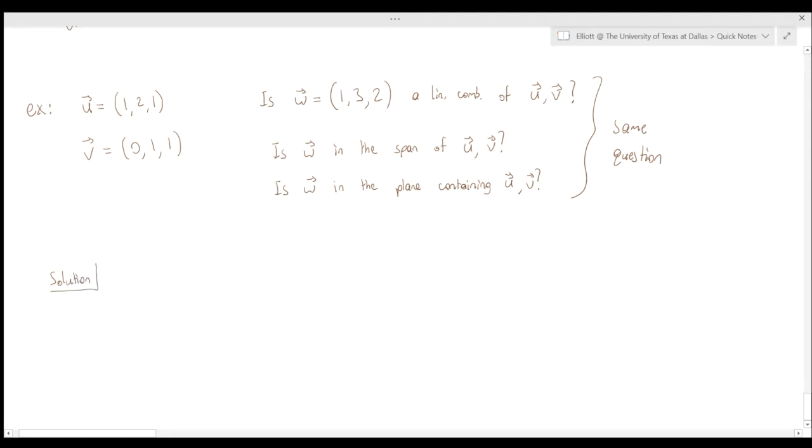All right, but to answer this question, what we would do is take the vector w and try to set it equal to a linear combination of u and v.